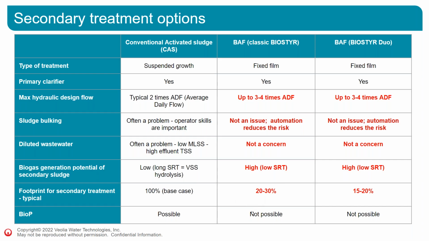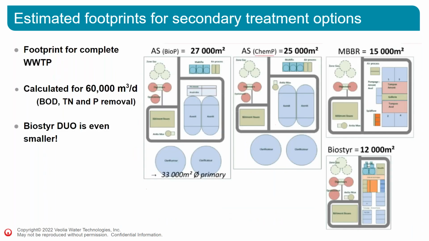One thing is there's no possibility to do biophosphorus removal with the BAF, which is possible with the activated sludge. However, you can always think about tertiary treatment to remove the phosphorus using chemical treatment like ballasted flocculation, which is very small as well and easy to operate. So, estimated footprint, Biostyr is way smaller than other technologies. Let's forget about the first one because it's BioP. So let's compare the chemical activated sludge with the Biostyr. There's more than 50% reduction of the space.